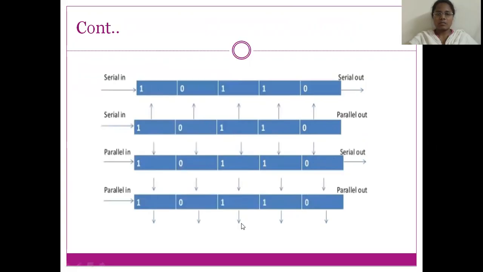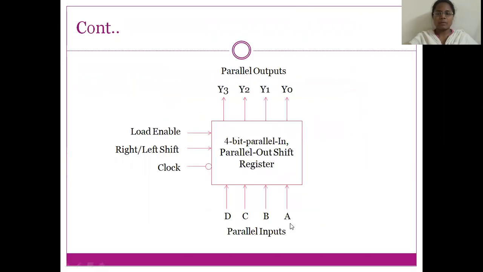Now we'll see the block of the parallel in parallel out shift register. We have considered a 4-bit register, with parallel inputs and parallel outputs. We have clock and enable. When these are high, the shifting process will start, either left shift or right shift. Now we'll see one of the internal processes, how the shifting operation is done.